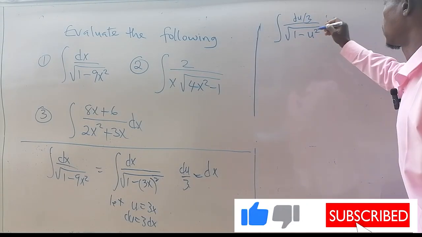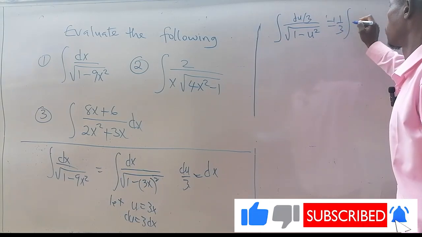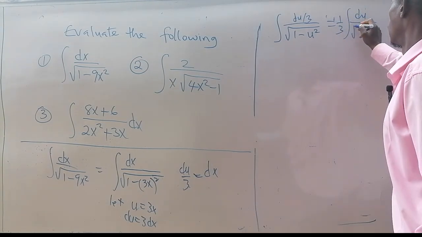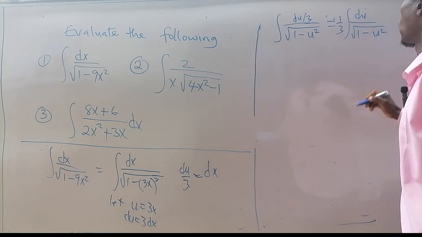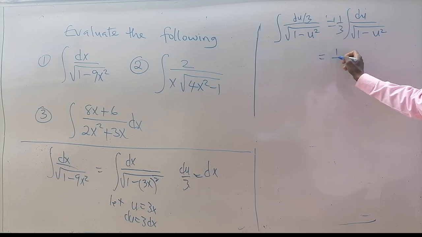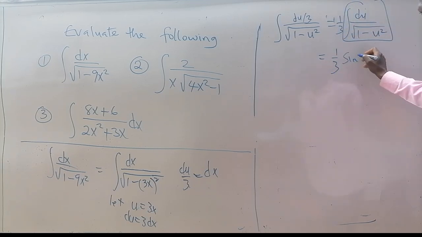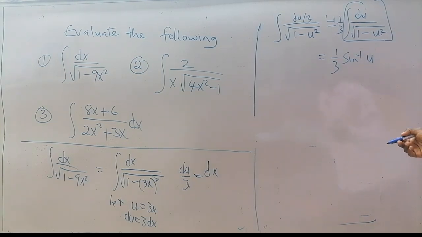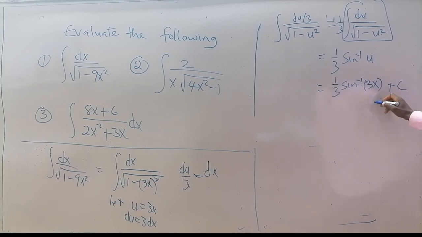So we can take the 1 over 3 outside, and that will be equal to the integral of du over the square root of 1 minus u squared. So that's what we have. And this is a table. This is a table, and that will be equal to 1 over 3 times the integral of this one, arc sine of the function, arc sine u. Arc sine u is a direct table, and that will be equal to, return your u back, plus c. And that ends that question.